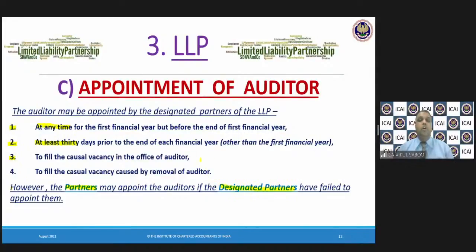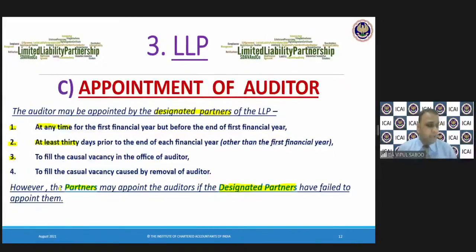It is the duty of the designated partner. It has been written at top. Designated partners of the LLP have to appoint the auditors. If designated partners have failed to fulfill their responsibility, then the other partners, the normal partners, may appoint the auditors. It is first the duty of the designated partners, right? If designated partners fail to do so, then the other partners may appoint the auditors.